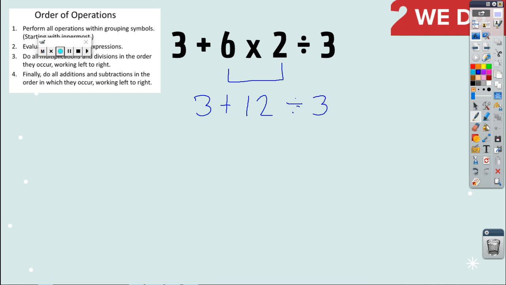All right, what's our next step? Exactly. So we're going to do 12 divided by 3, which is going to give us 4. And then that leaves us with 3 plus 4. And 3 plus 4 is 7. So that tells me that 3 plus 6 times 2 divided by 3 is equal to 7.